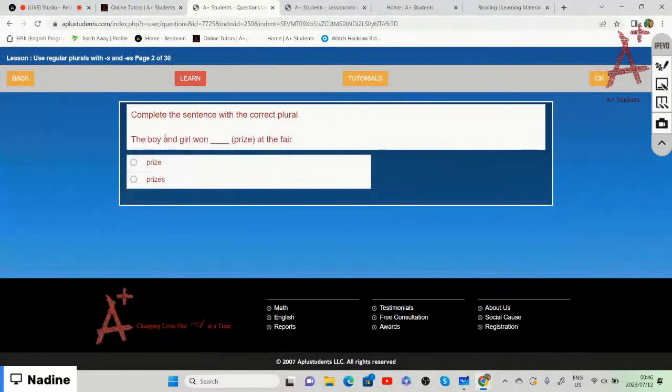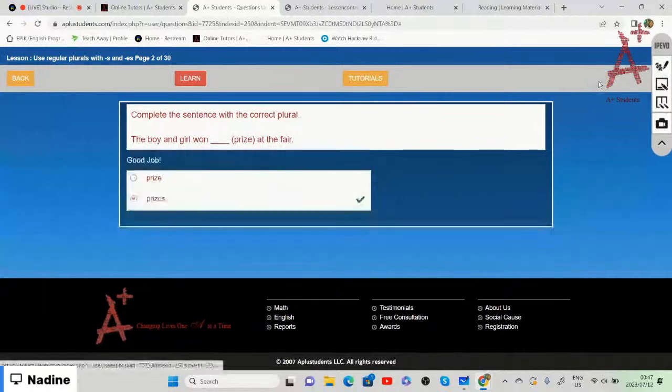The boy and girl won prize at the fair or prizes at the fair. All right, so the girl and boy won prizes. The plural of prize is prizes, and we just added an S to make the word plural.